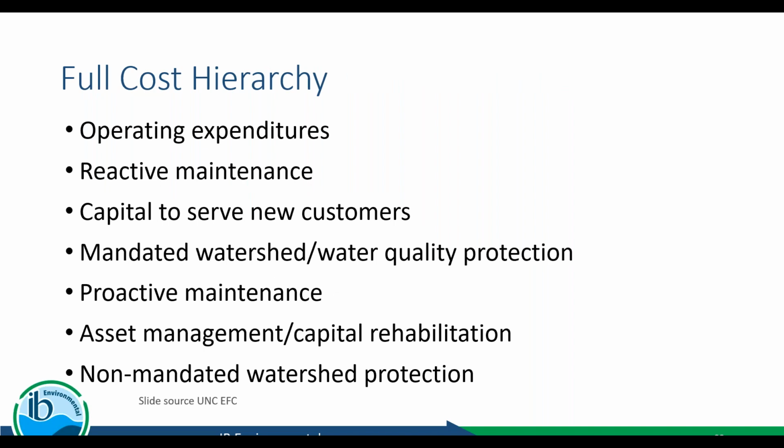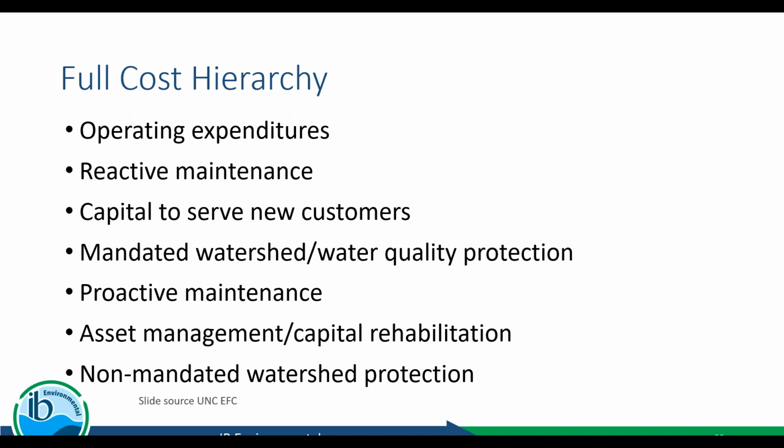This relates to the question that came up before about risk. When you think about what you're trying to cover with full cost, there's a hierarchy, like I mentioned. The basic need is to cover your day-to-day operating and maintenance expenditures. Maybe after that on the spectrum would be reactive maintenance. If something is broken, we have to fix it. And then we proceed all the way along a spectrum to the other end, which is non-mandated watershed protection.